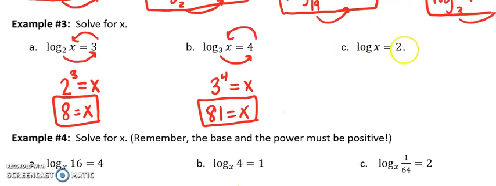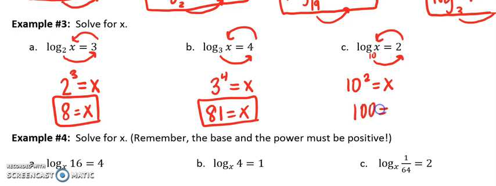Over here, they're trying to be tricky. Just remember that the base down here is a 10. So if there's nothing here when it says log, there is a 10 there. So 10 to the second equals x. So then we can work it out: 100 equals x. So if it's in log form and you can't solve it, put it in exponential form. If it's in exponential form and you can't solve it, put it in log form.